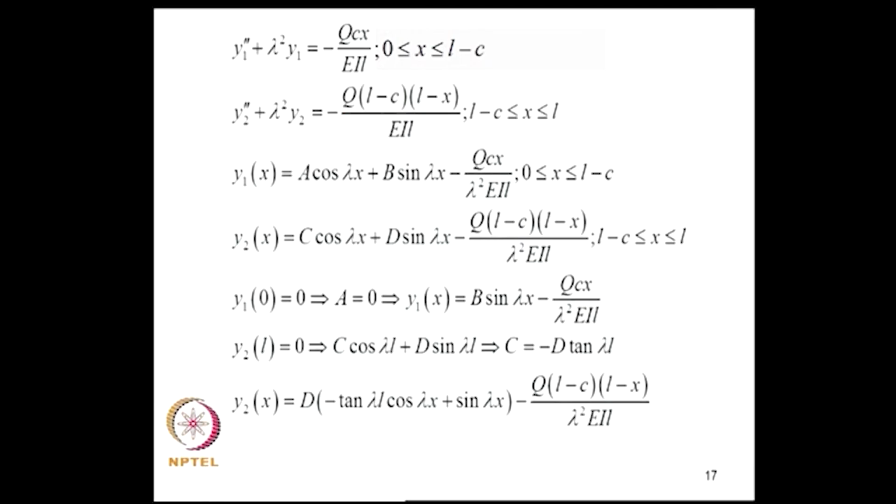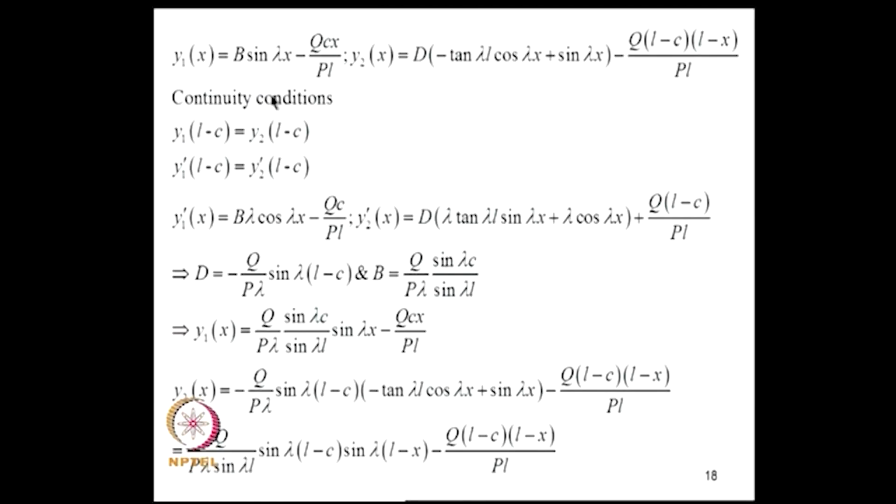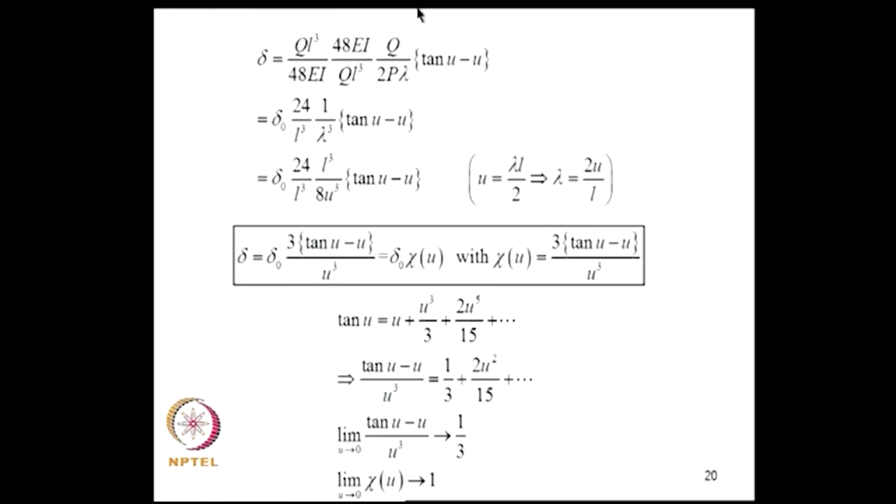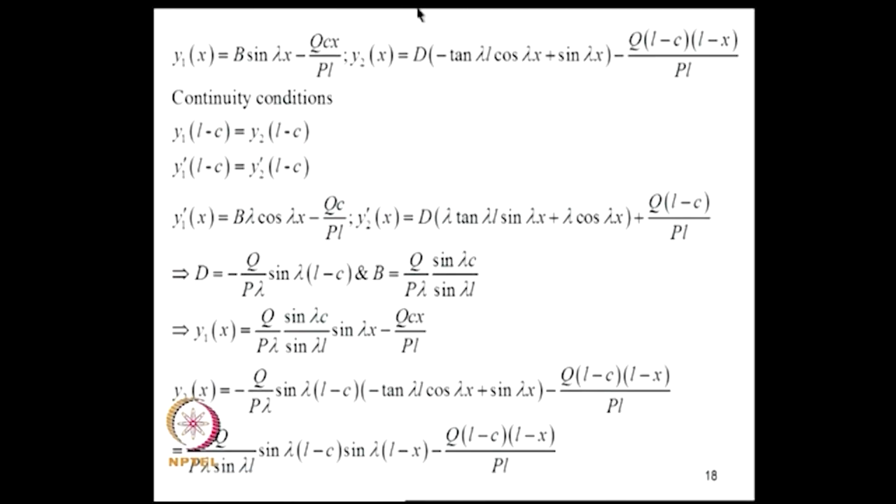point. So, continuity conditions: this is y1 and this is y2, there is a constant b and there is a constant d floating around. So, y1 of L minus c must be equal to y2 of L minus c, the deflection should match, and y1 prime of L minus c must be equal to y2 prime of L minus c. So, if we impose those conditions and simplify, we will be able to determine the constants b and d, and I will get y1 of x to be given by this and y2 of x to be given by this.